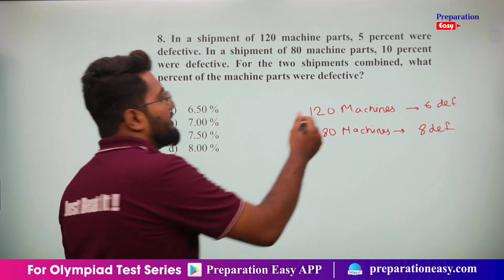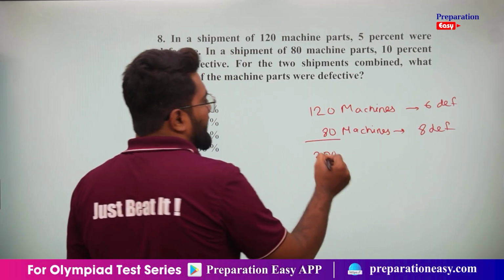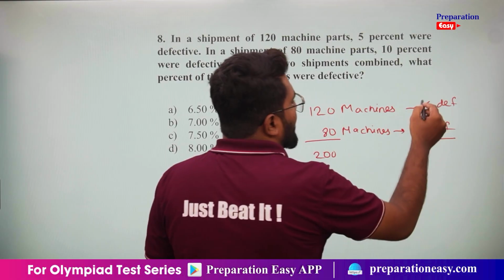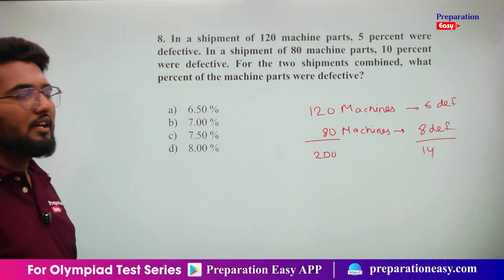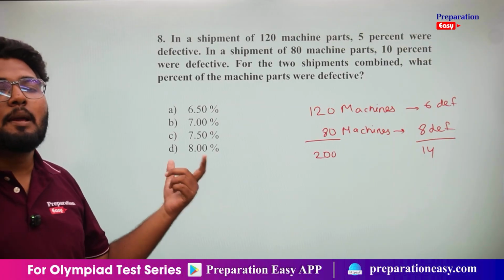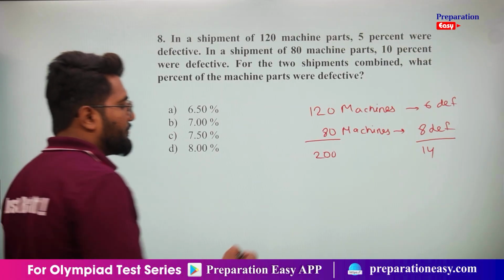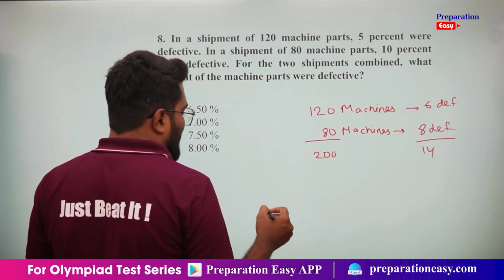Okay, so 120 plus 80 will become 200. Out of 200, how much are defective? 8 plus 6, 14. Out of 200, 14 are defective. We have to find the percentage. So what is the formula of percentage?